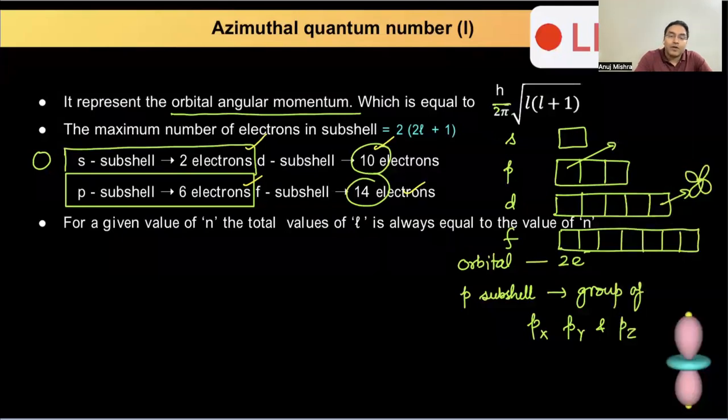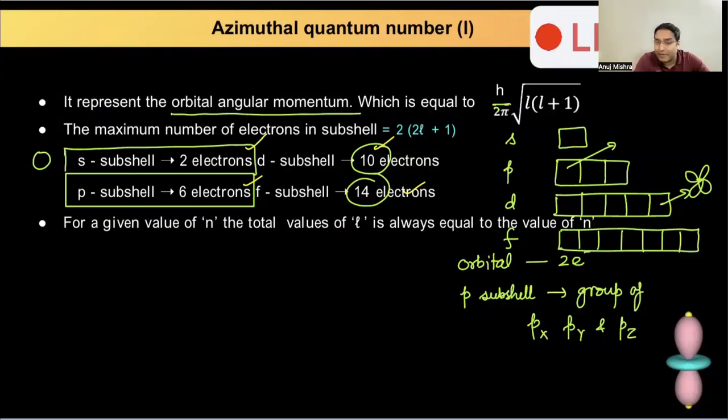Next point. When you talk about 2, 6, 10, 14, where exactly does this come from? It comes from the number of orbitals, each carrying 2 electrons. When you talk about orbital angular momentum, this is called root of L into L plus 1 h upon 2 pi. Now, why is it root of L into L plus 1 h upon 2 pi?